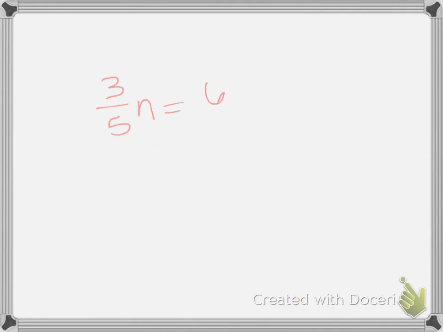Okay, this one, I got to get rid of this because I'm trying to get n by itself. To get rid of a fraction, you have to multiply by the reciprocal, okay? So normally, just say we had n divided by 5, to get rid of the 5, we would multiply both sides by 5, correct? But if we had just the 3n, so say this 5 wasn't here, we would have to divide by 3 to get rid of that 3.